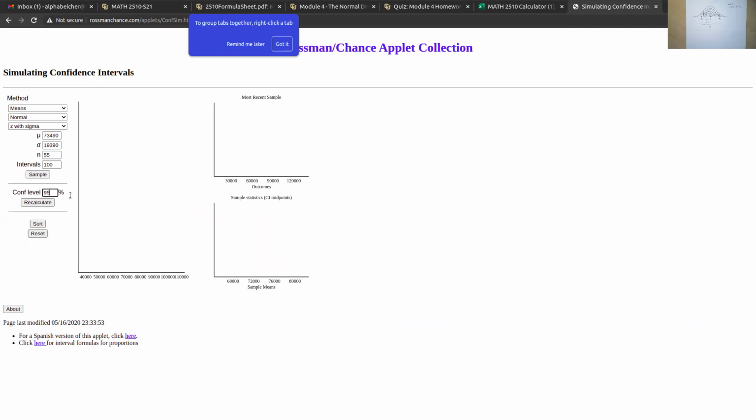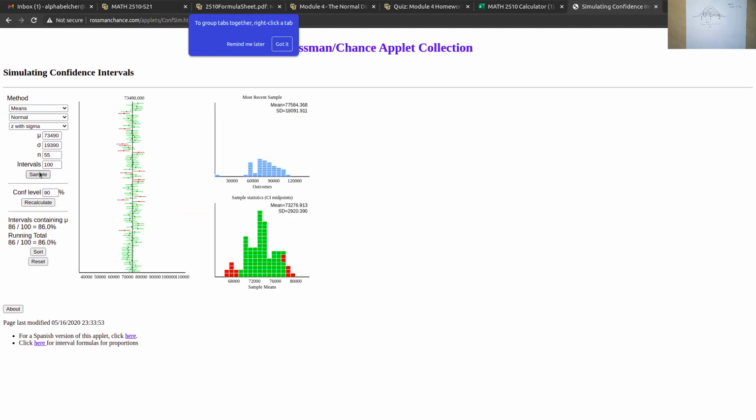Let's reset it. Let's change our confidence level back to our 90. Do it again. And now we see with a lower confidence level, we have more intervals that don't contain the population mean. So we were wrong 14 times, it looks like. It's like 86 of the 100 confidence intervals that we made contained the true population mean.